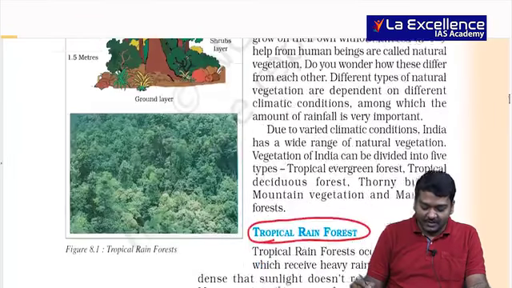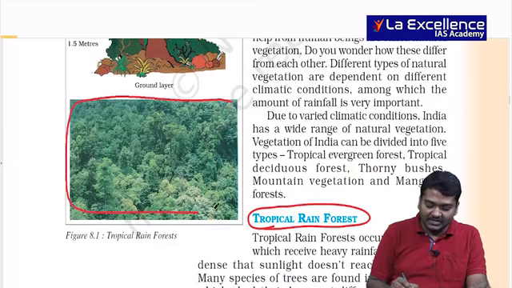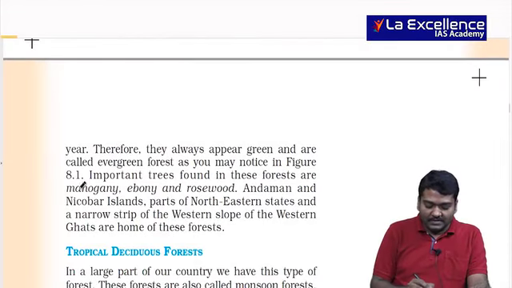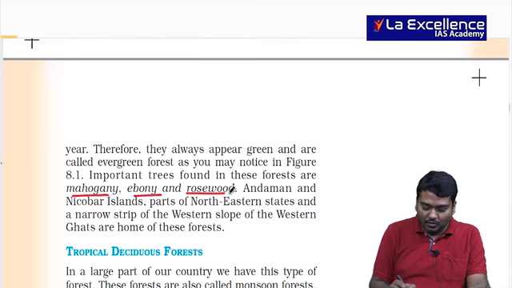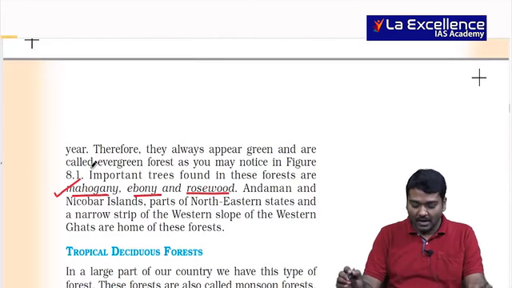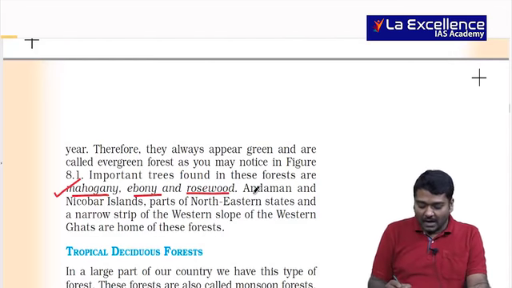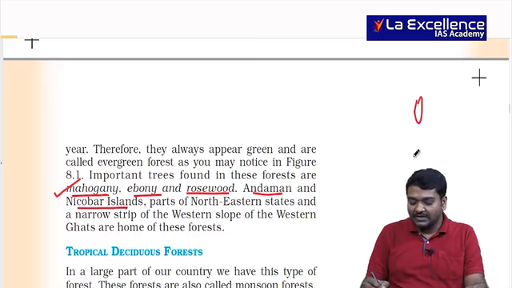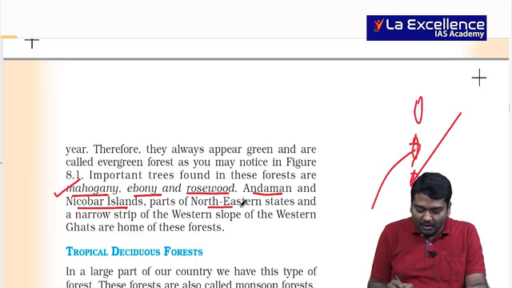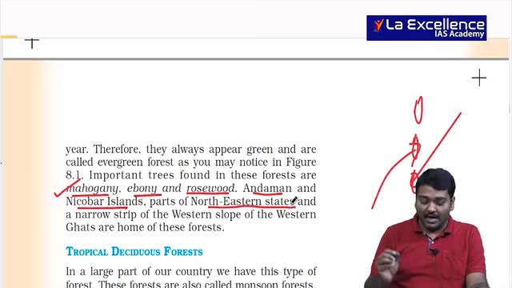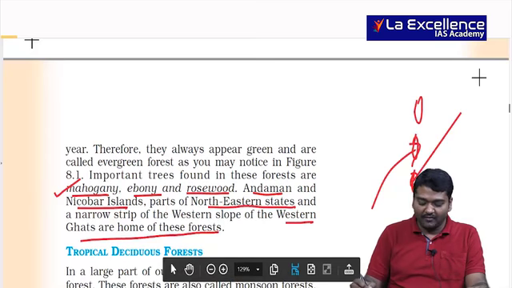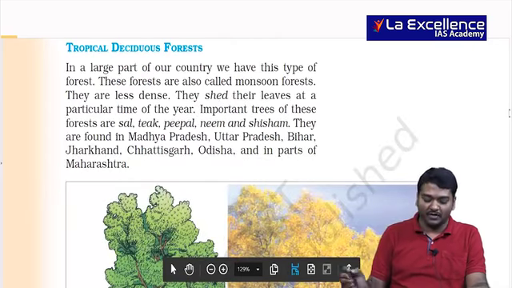You have tropical rainforests, I have already shown you. Vegetation will be thick, can you see here? Sun's rays do not penetrate at all. Trees: mahogany, ebony, rosewood. You have to remember this. And in India, where is it present? Andaman and Nicobar Islands, where you have islands, right? So they get rainfall throughout the year. And you have northeastern states, heavy rainfall. Western Ghats also get good rainfall, and there you find evergreen forest.